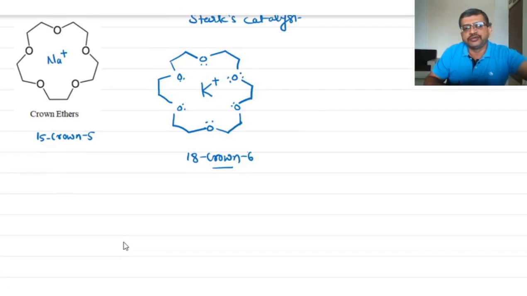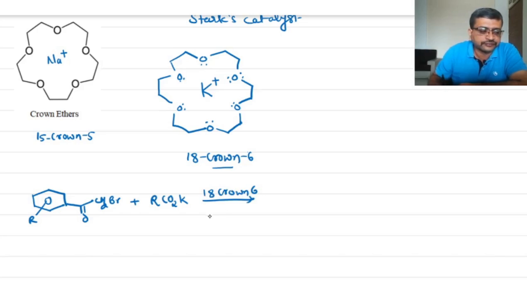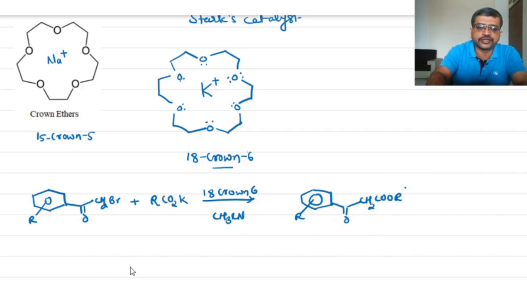There are many examples of reactions catalyzed by crown ethers, such as esterification reactions, for example, we have this, when this is reacted in presence of 18 crown 6 and acetonitrile, we will get the product as the esters.